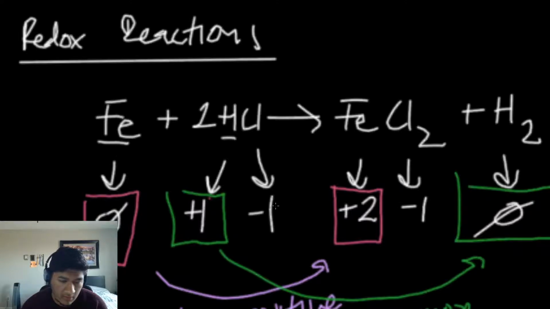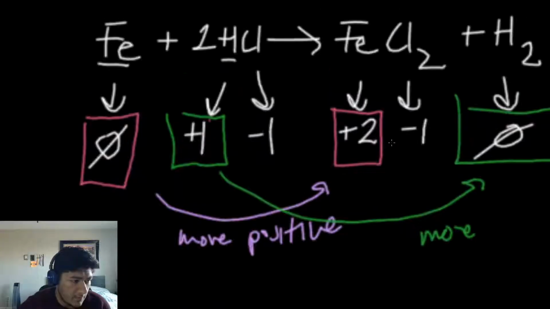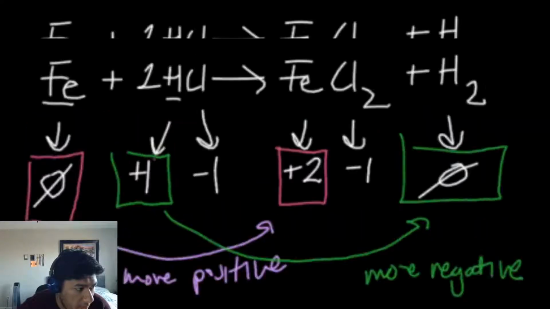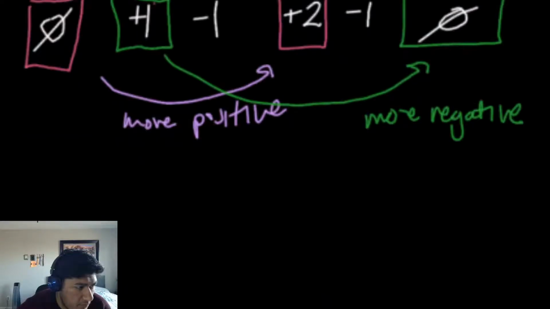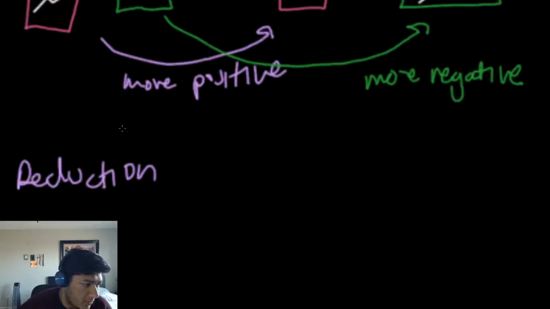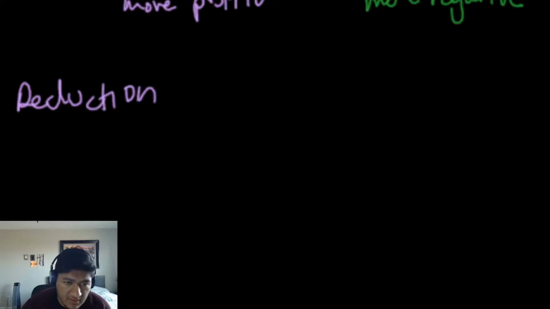We're going to call it more negative. So we can classify this as a reduction and an oxidation happening in this reaction. And let's just quickly define these terms as well. So a reduction is the loss of electrons. No, it's not. Reduction, or actually, let me color code this differently.